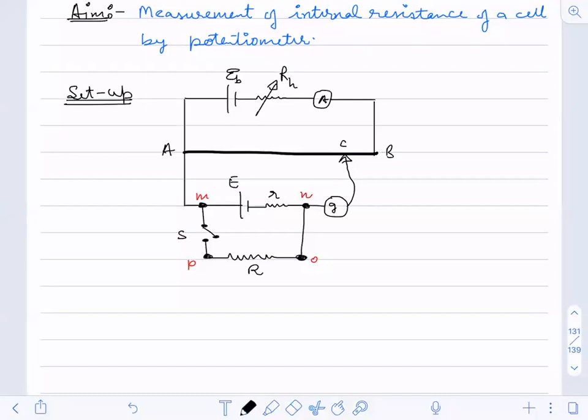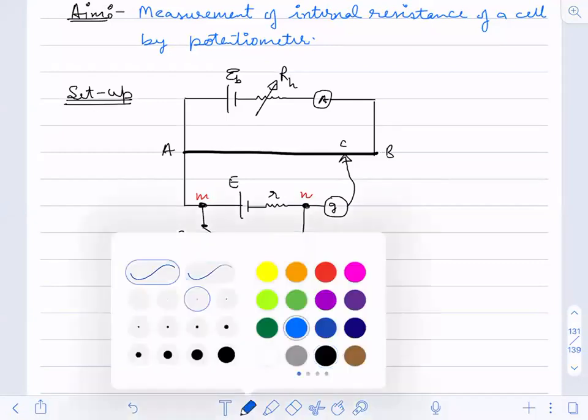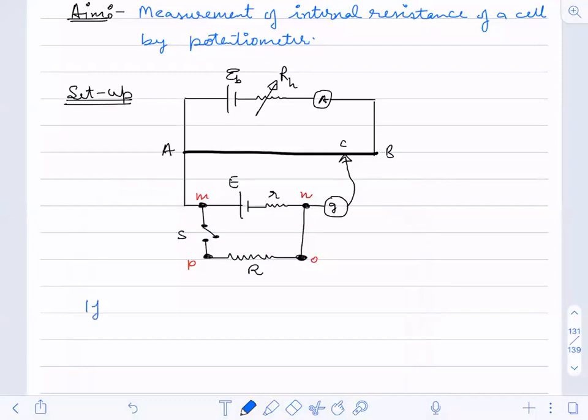First of all, what you have to do, you have to disconnect this. The switch S must be open only. So I'm writing that if S is open, what will happen?